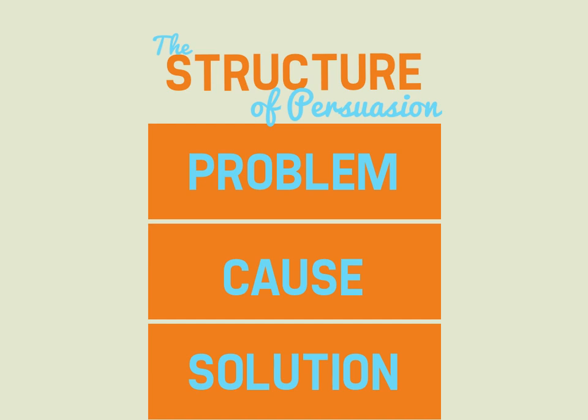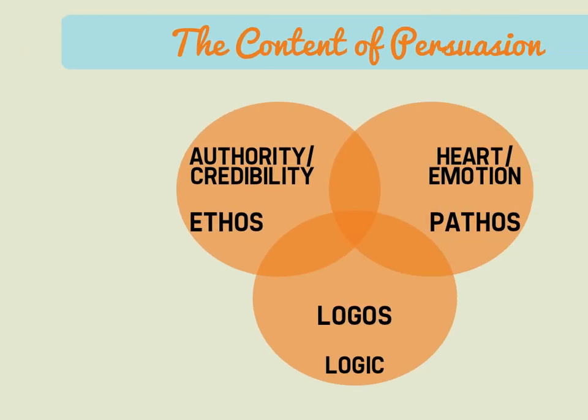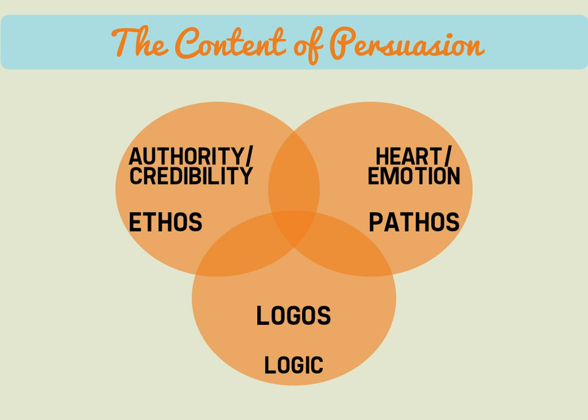The structure of persuasion involves three effective rhetorical appeals. The first is the problem, where effective speakers select a problem that is immediately identifiable with audiences. The second is the cause, and good speakers isolate specific causes that could relate to those problems. The third is the solution, and effective speakers formulate solutions that work for the audience. The content of persuasion involves three aspects: authority/credibility, or ethos, heart/emotion, or pathos, and logic, or logos.